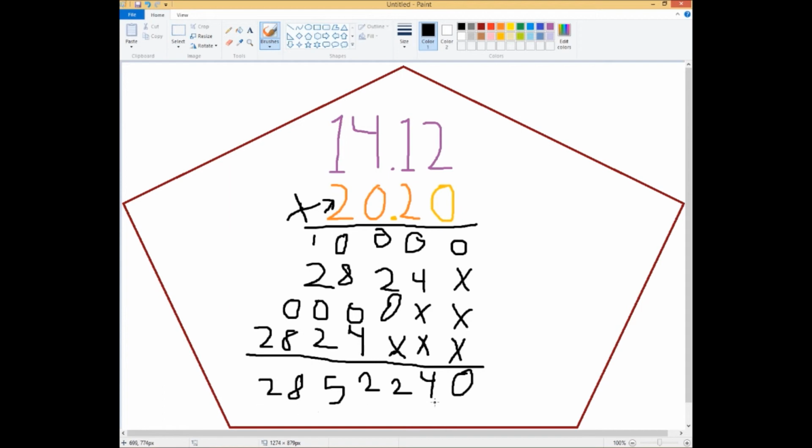So you're like, oh my gosh, this would be 2,852,240. But I'm like, nope, too much. 14 times 20 does not equal 2 million. So I'm like, what is wrong? That's what I thought when I first did a problem like this. So make sure it's behind the decimal. I'm very bad at explaining. Make sure it's behind the decimal.